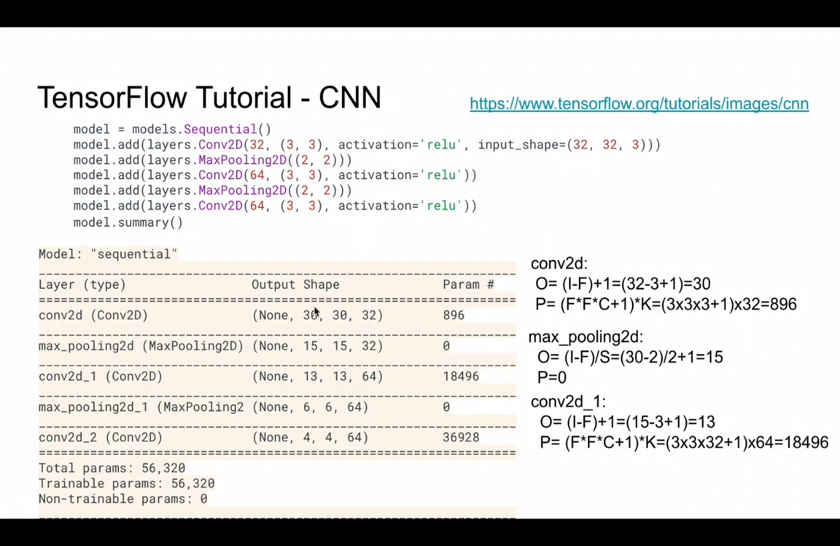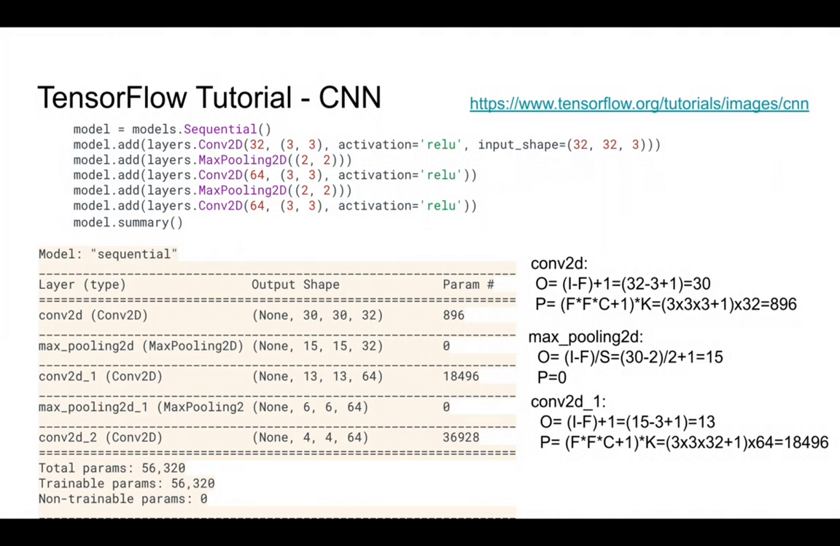What are the tunable parameters in the first convolution layer? The number of parameters is (filter size times filter size times number of channels, plus bias term) times the number of kernels. So the filter size is 3, the channel number is 3, and the number of kernels is 32. Therefore, we get 896 parameters for the first convolution layer. And then we will pass this 30 by 30 by 32 as input to the first max pooling layer.